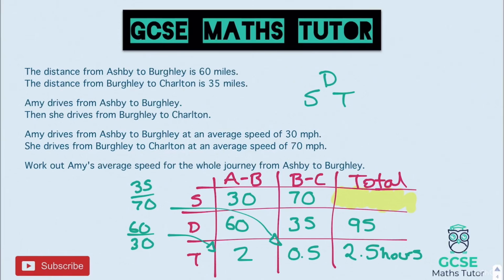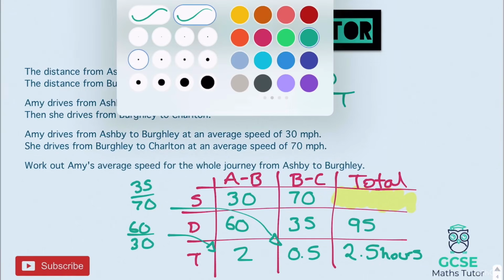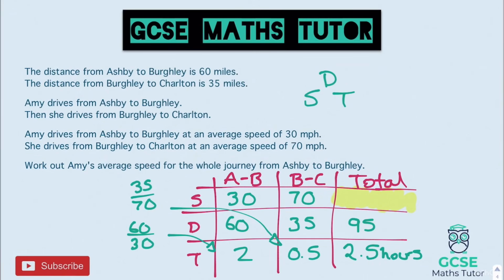If we want to do that, we're going to do distance divided by our time, because speed is distance over time. So we're going to do the distance of 95 divided by the time, which is 2.5. And 95 divided by 2.5 gives us 38 miles per hour. And there is our final answer for that question.